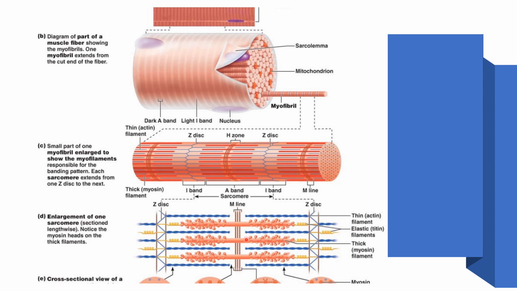Now you'll see an area here called the M line, which is an area where you only have myosin, and you have a Z disc where the actin, the thin filaments, are held together. And you have an A band, which has myosin and actin, and an I band, which is just actin.